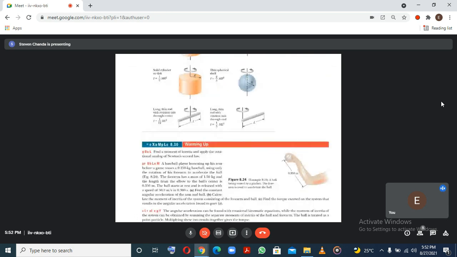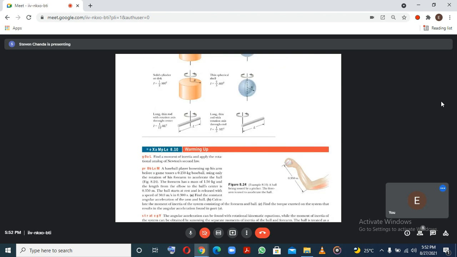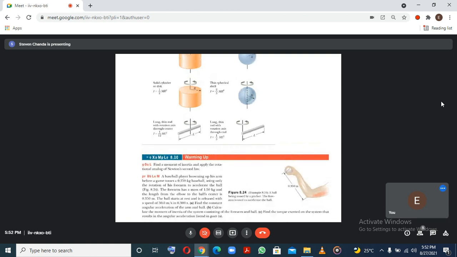So then we now got the second part of the question, which is B, and says calculate the moment of inertia of the system consisting of the forearm and the ball. So here now you're trying to calculate the what? The moment of inertia for the what? For the forearm and the ball.